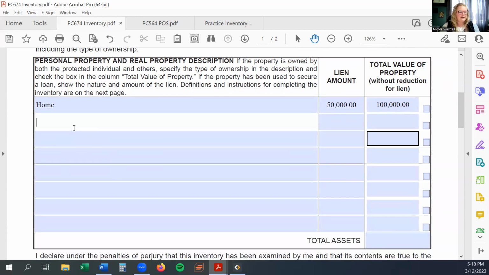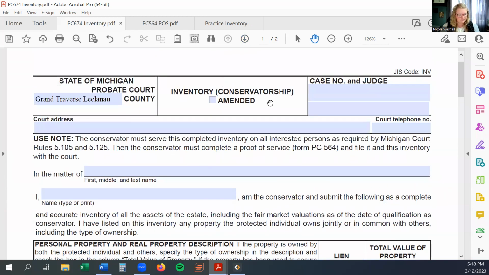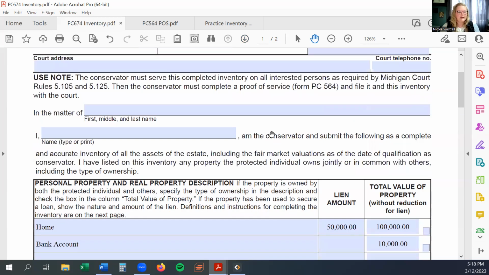Okay, but then say you had a bank account, which you would obviously not list like this, but this is for purposes of this video. Say the bank account had $10,000 in it. You would list it like this, and so on and so forth. And I actually have a real inventory that I'm going to be going over with you as well. But this is just the blank inventory.